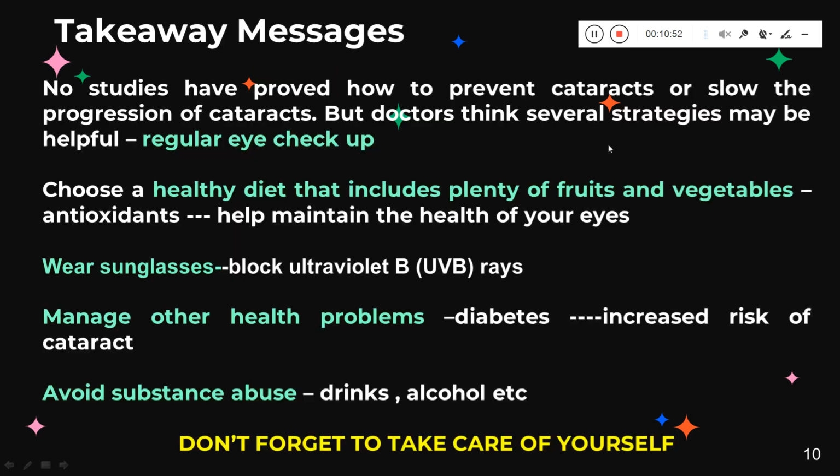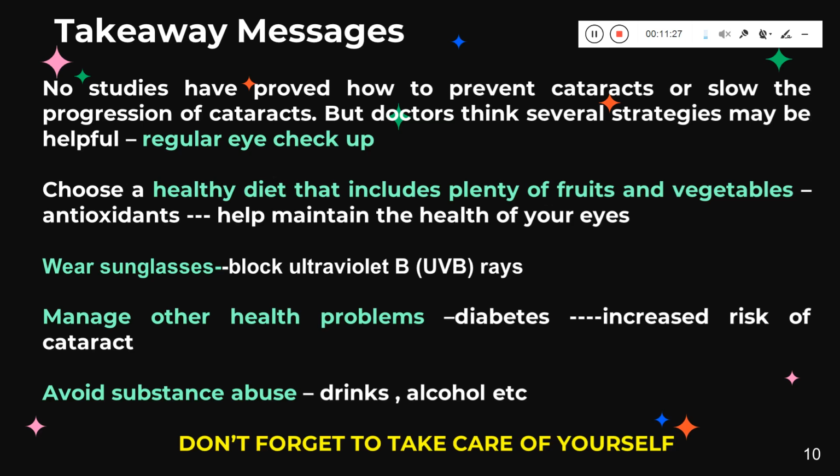Coming to the takeaway options, we have seen that regular eye checkups can definitely help you in these situations. You can think of having a healthy diet, which includes a lot of fruits and vegetables, because we know fruits and vegetables are very rich in antioxidants. They will help in maintaining your eye health. Apart from that, definitely wear sunglasses when you're going out in a lot of sunlight, because they can block the UVB rays. Your eyes are very sensitive to these rays, and in the long run, these rays can even lead to cataract.